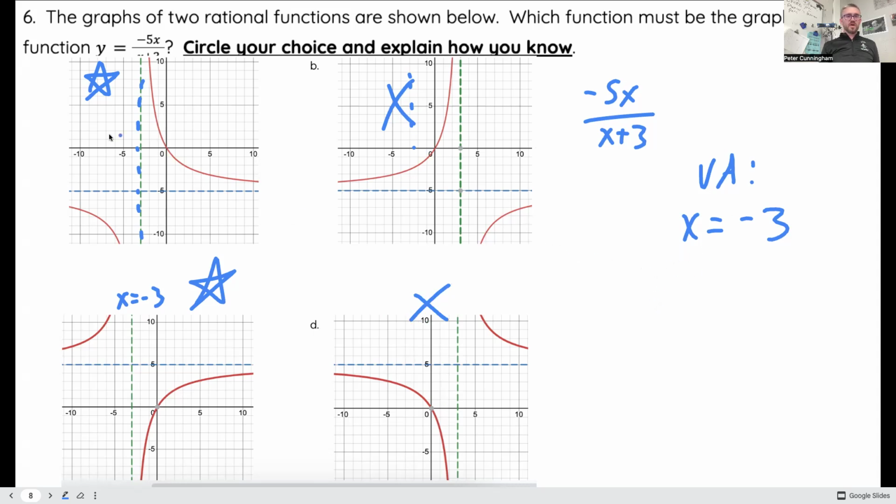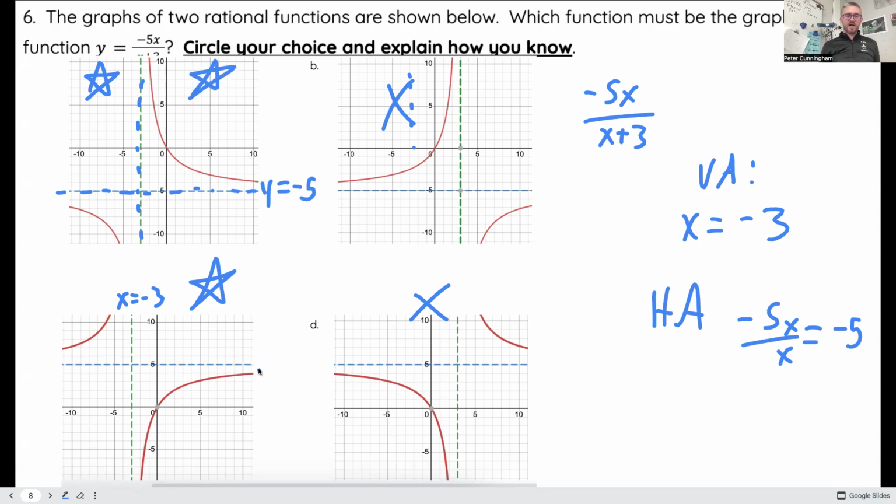All right, so the vertical asymptote has narrowed it down to 2. Let's move on to the horizontal asymptote, which when I do -5x divided by x gives me -5. There is a horizontal asymptote at y equals -5 here. So this one is still in the running. This is at +5, so that is out. So my answer should be, I think on your papers there's a second B there for whatever reason, but we all know it was the A answer.